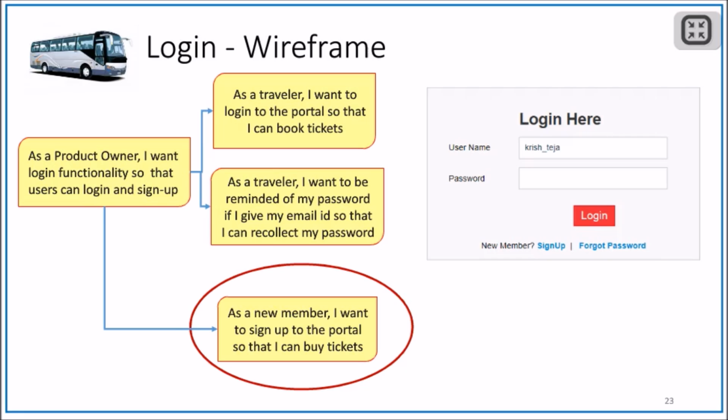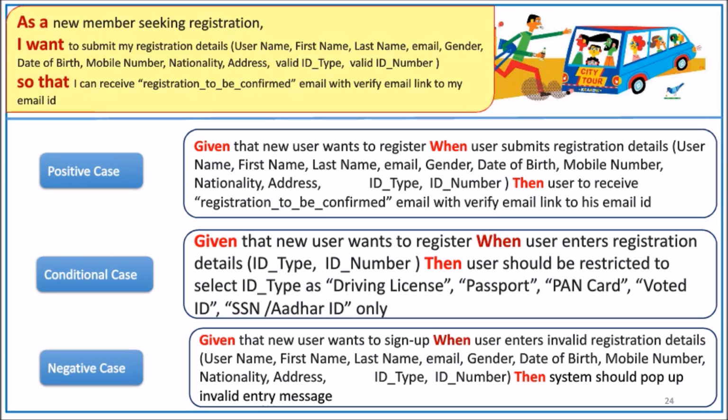So far we have written the epic: as a product owner, I want login functionality so that users can log in and sign up. We talked about the first user story, how you can log in and book tickets as a registered user. Second, we talked about forgot password functionality. Now we are talking about: as a new member, I want to sign up to the portal so that I can buy tickets. Let's focus here.